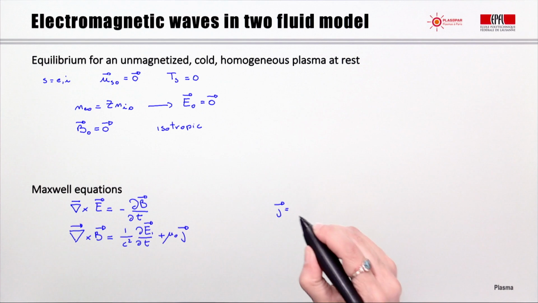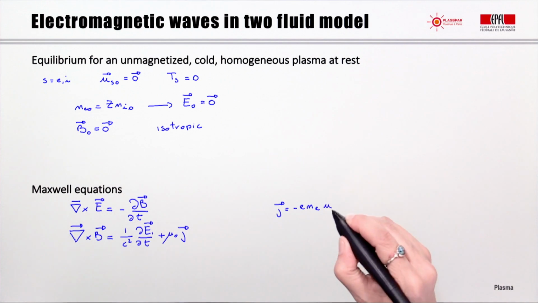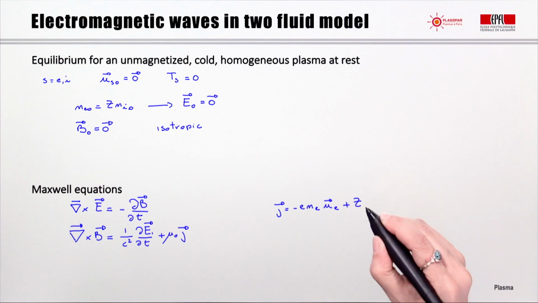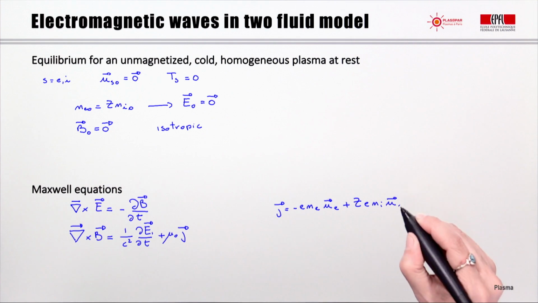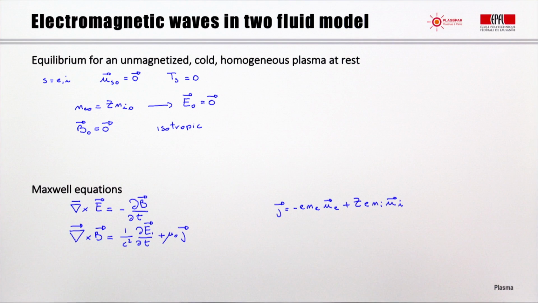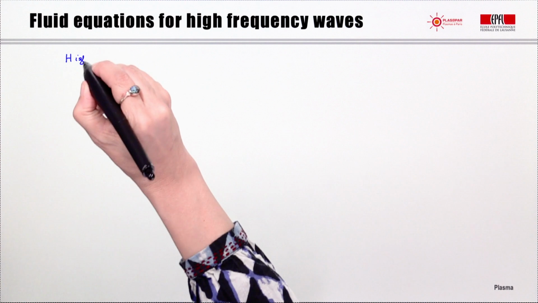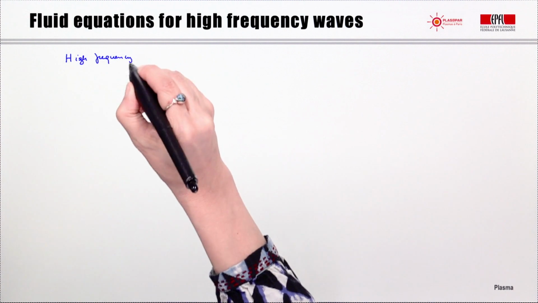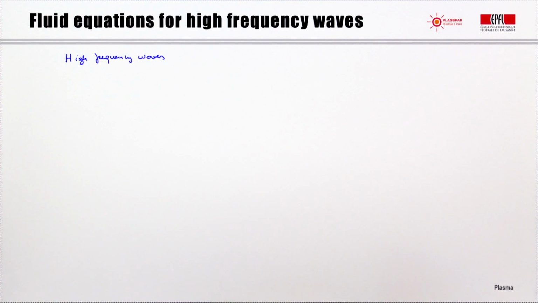J, the current here, is the global current for the two-fluid system, and it can be expressed in terms of the electron and ion density and velocities. As we will see a posteriori, these are high-frequency waves. That is, their typical oscillation frequency is of the same order or larger of the electron plasma frequency.